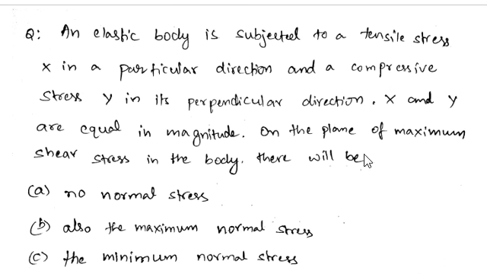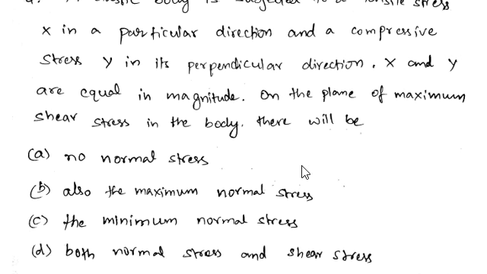On the plane of maximum shear stress in the body, there will be: option A, no normal stress; option B, also maximum normal stress; option C, a minimum normal stress; and option D, both normal stress and shear stress. And for this given question, the correct option is option A, there is no normal stress.